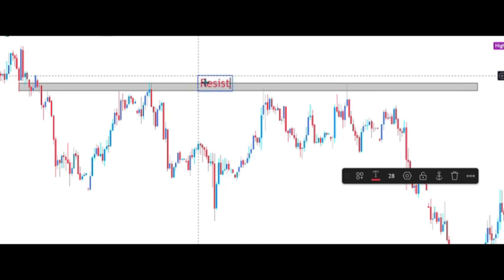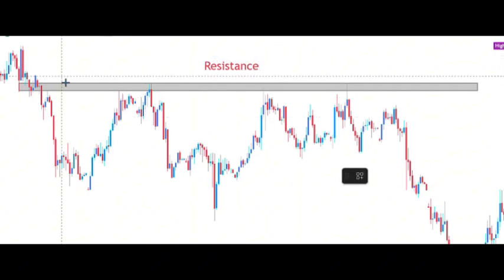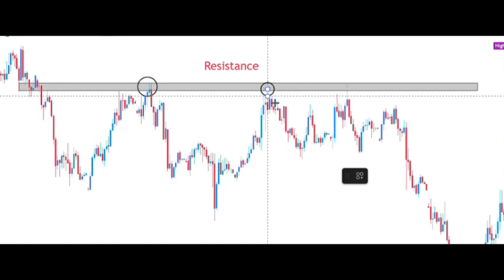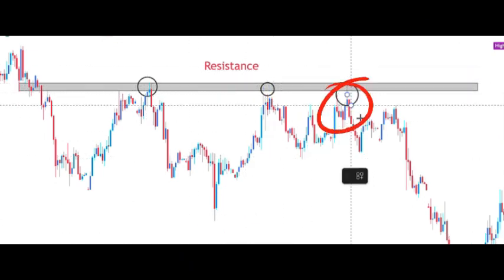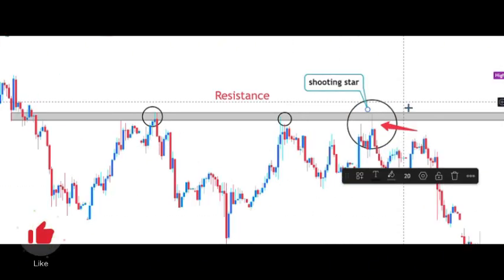So that would be our resistance or supply zone. As you can see, there's several touches. It's the first touch here. That's the second touch over there. And then we can see our candle of interest here. This would be our shooting star, the blue one. You can see it right there. Okay, that candle is a shooting star. That is our shooting star right there.